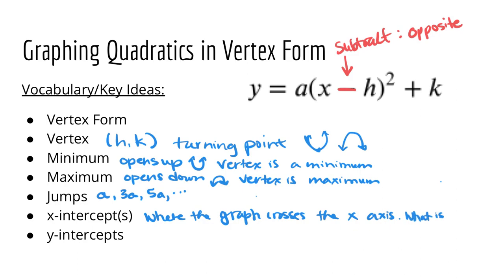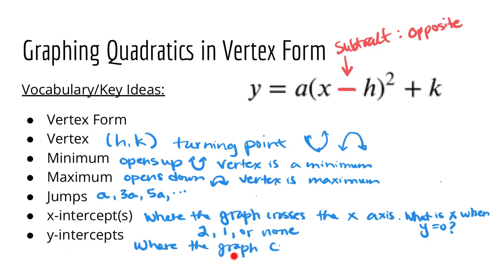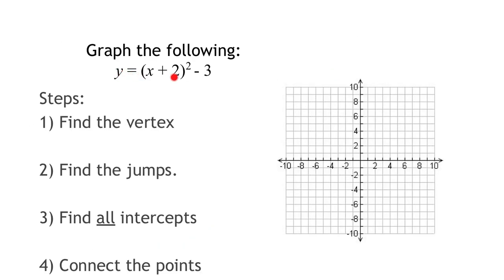And what you think about is, what is the x value when y is 0? And there can be 2, 1, or no x-intercepts, depending on how that U-shape goes. The y-intercept is where the graph crosses the y-axis. And the question that you think about is, what is the y value when x is equal to 0? And there's exactly one of those. Let's look at an example.